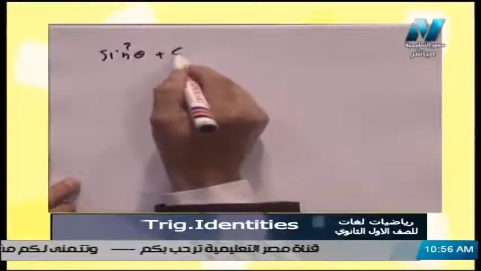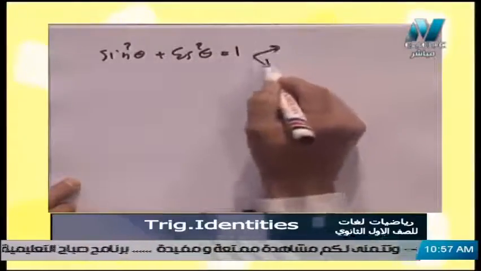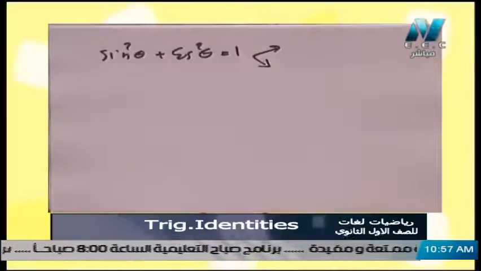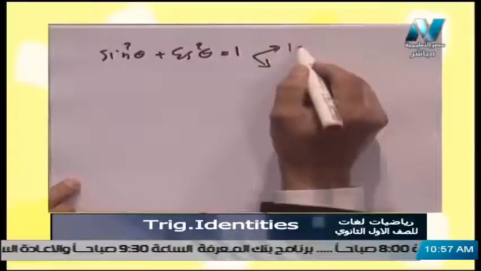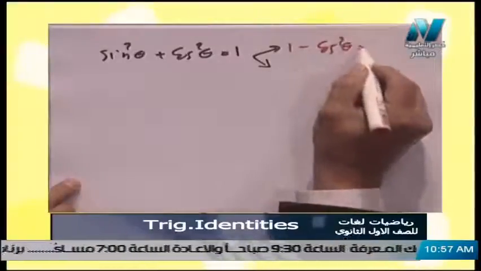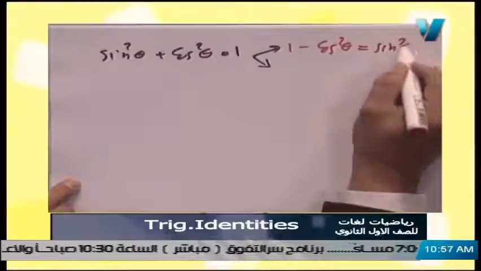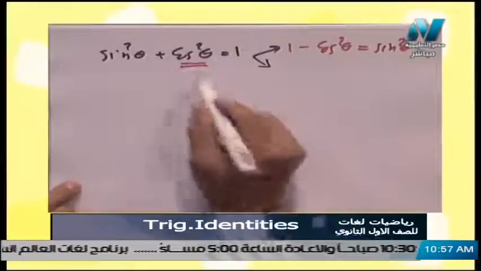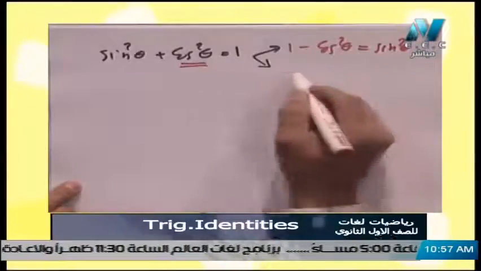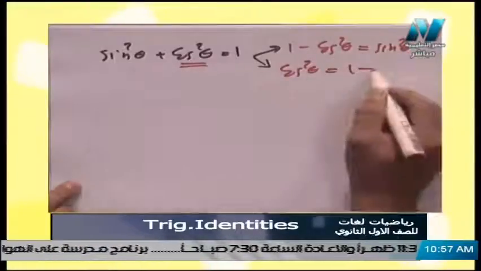We have here, as we said, sine power 2 theta plus cosine power 2 theta equals 1. From this identity, we can deduce that 1 minus cosine power 2 theta equals sine power 2 theta. And if you want cosine power 2 theta alone here, we can write cosine power 2 theta equals 1 minus sine power 2 theta.